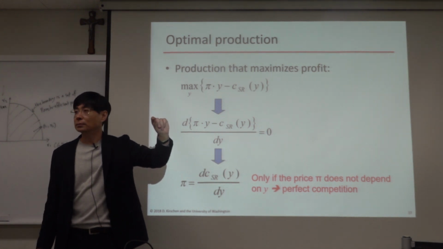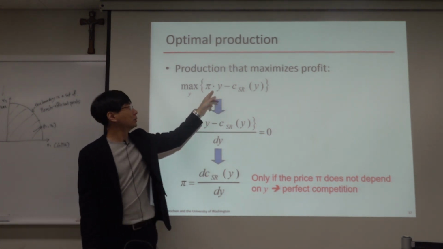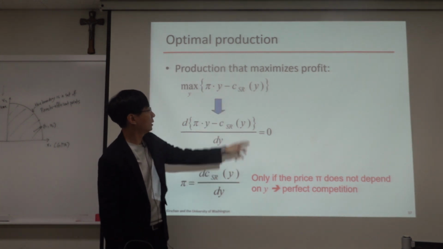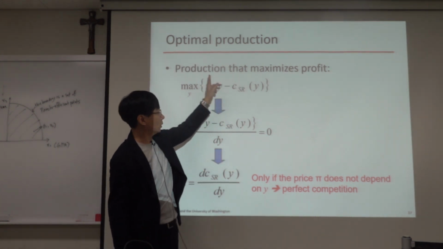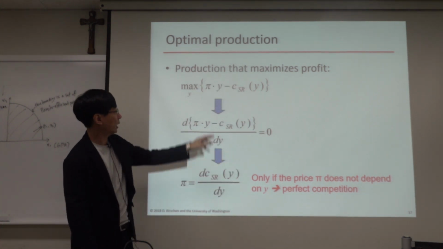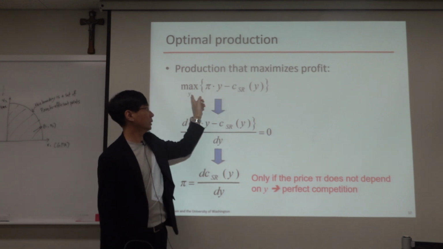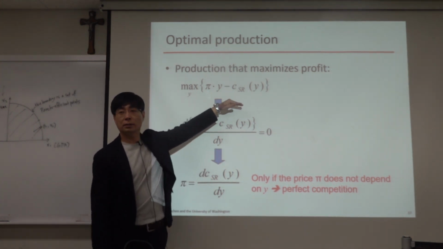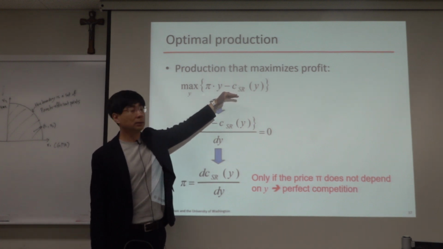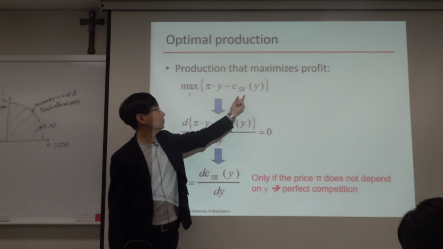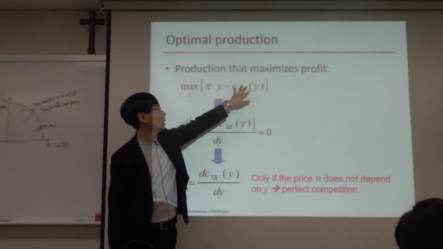No, this is my total revenue, using the definition of your textbook, and this is the short run cost. So revenue minus cost is profit, and I want to maximize that by changing the output quantity y. This is a very easy optimization problem because a convex function minus that is a concave function.